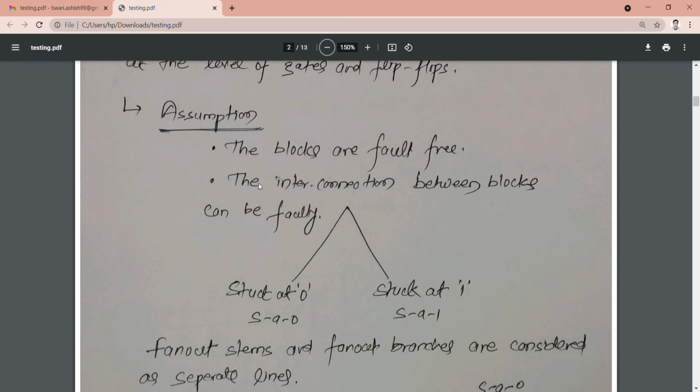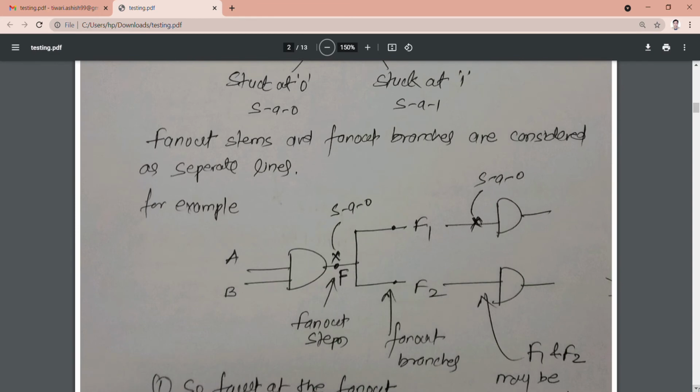Then where does the fault lie? The interconnection between blocks can be faulty. It means, suppose you are connecting one AND gate to another AND gate, and that AND gate is connected to an OR gate. Whatever interconnection these gates are sharing, there can be a fault in that interconnection. That fault can be stuck at 0 or stuck at 1. We abbreviate it as SA0 and SA1. I have already told you in the previous 2 lectures what the faults SA0 and SA1 are. Now we try to understand some other important aspects of this fault model.